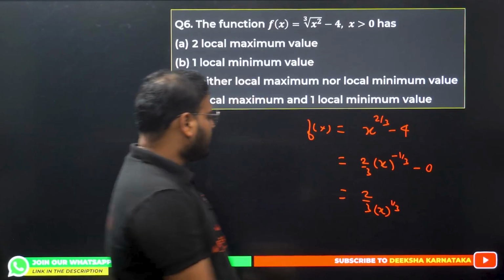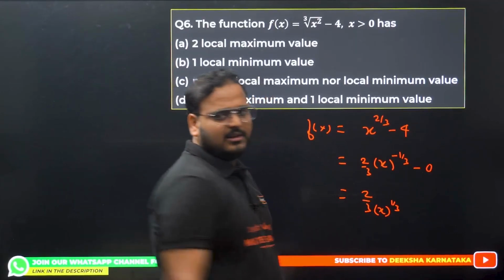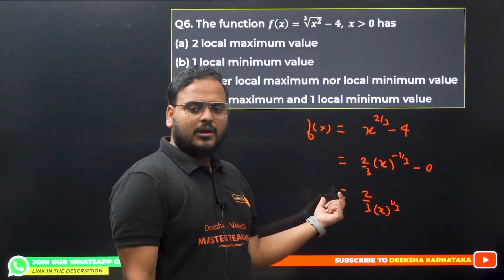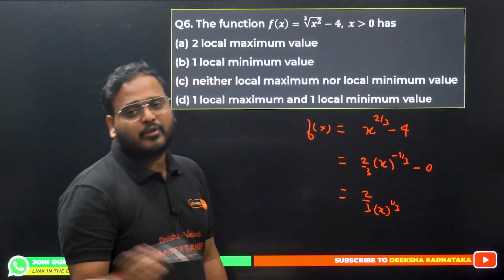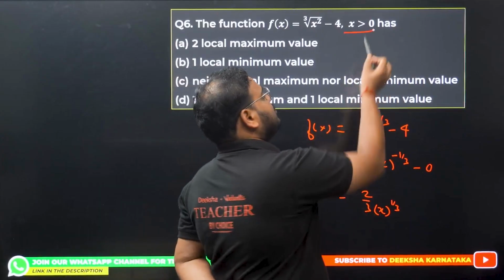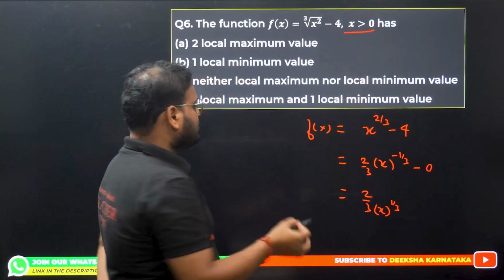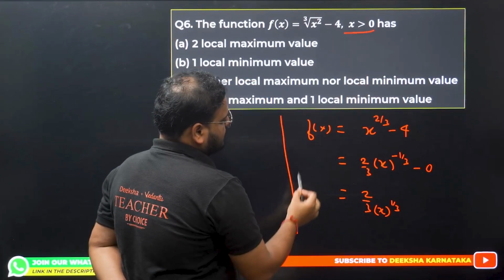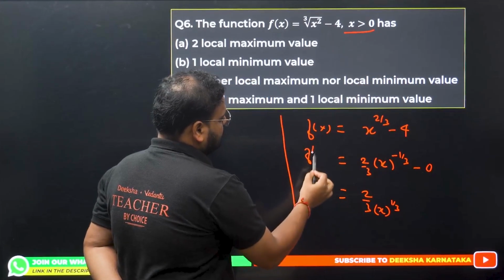Now if you put this equal to 0, can you do that? This can never be 0 value actually. If you put x as 0, it will be undefined, but we don't have to worry about that because they have given x is more than 0. It's not equal to 0, okay? So we don't have to worry about this. This is my f dash of x, okay? This is my f dash of x.